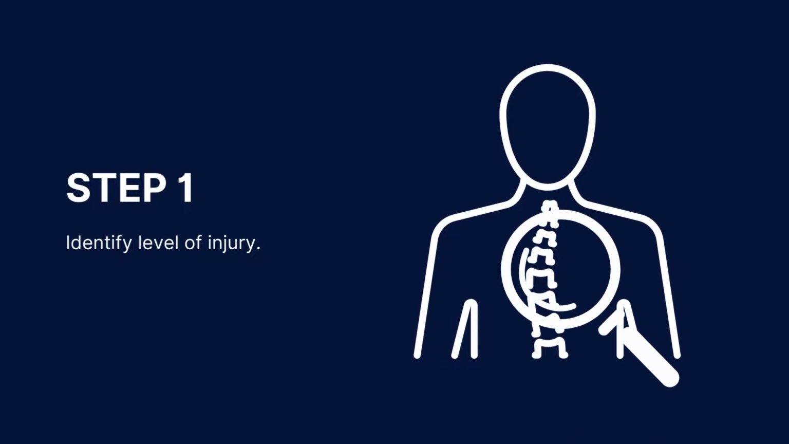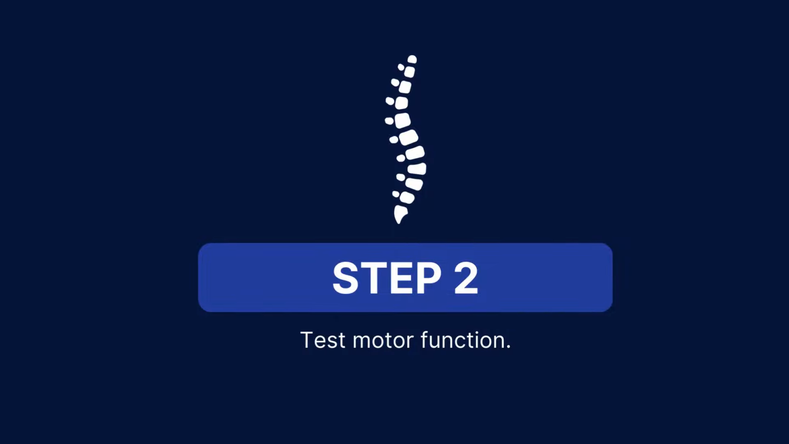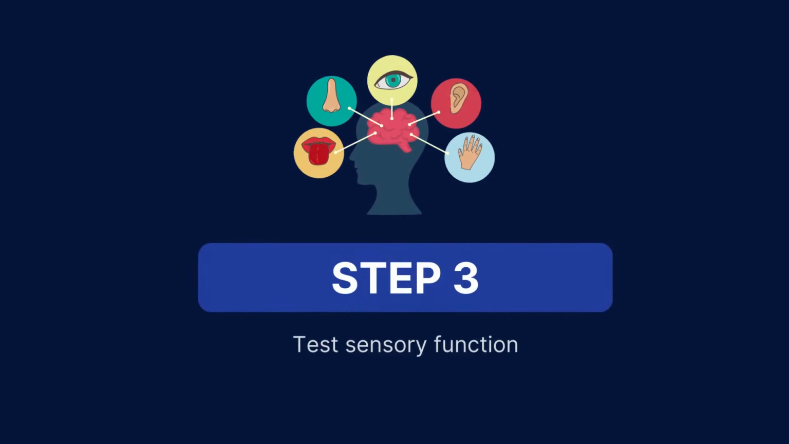Next, test motor function. By assessing the strength and movement of essential muscles in each limb, the doctor will test the patient's motor function below the level of injury. The patient will be asked to make a series of motions, and the doctor will grade them on a scale from 0 to 5.